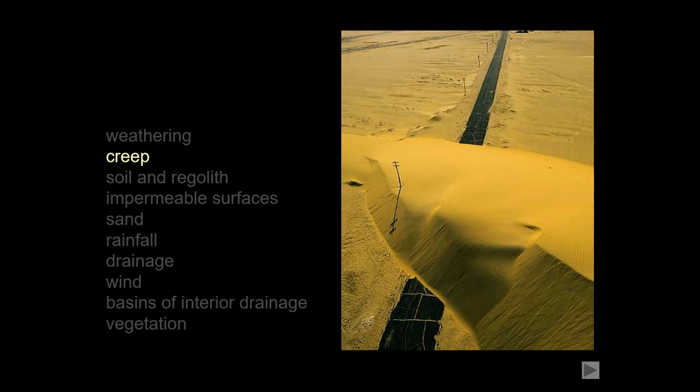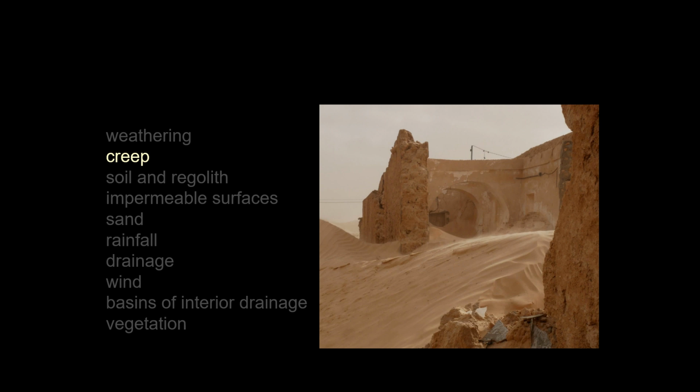Another dominant feature of arid landscapes is creep, and that's where sand and other lighter materials are picked up and carried by wind and transported, sometimes in a very inconvenient way, like covering this roadway or filling up this old building with sand.